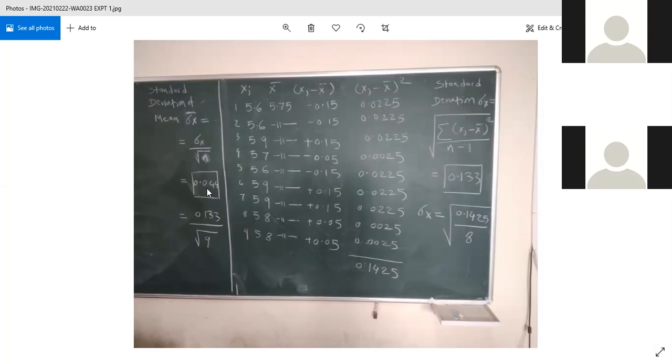0.044. So earlier we have seen absolute error, relative error, then we have seen the standard deviation sigma x, and then the standard deviation of the mean. Just go through all the calculation and understand this. If you have any query, ask me.